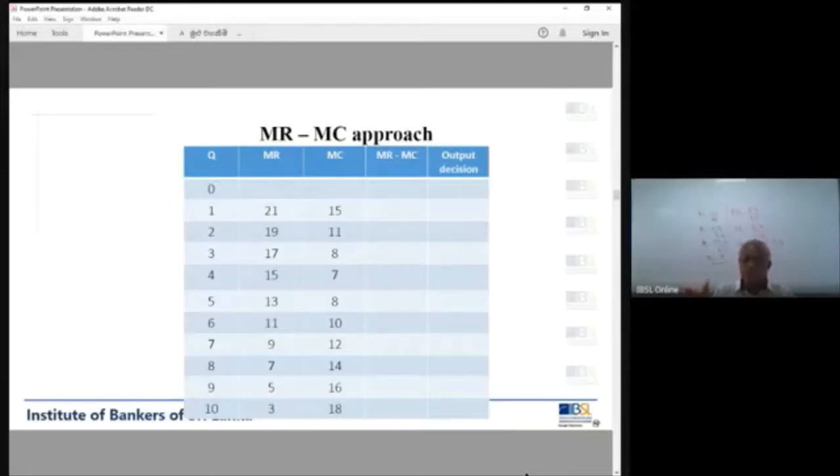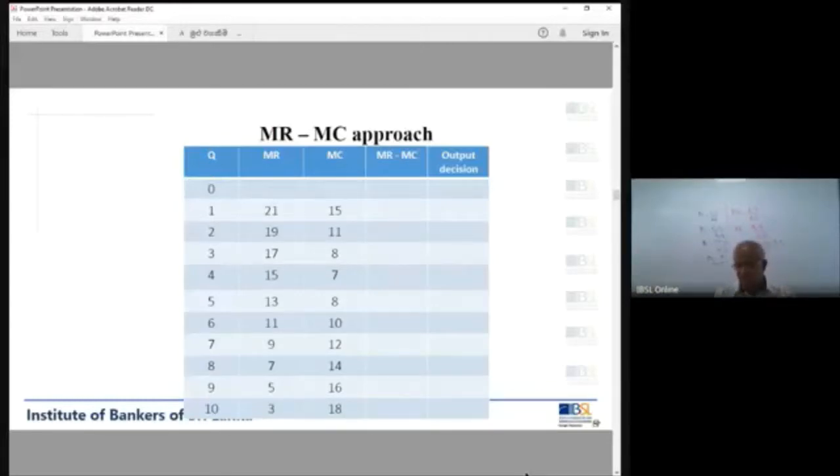Increase the output. Go to 2. 19 minus 11, 8. Marginal profit. By selling the second unit, you can get profit. Increase the output. Then the third unit, 17 minus 8, 9. Marginal profit is still positive. Increase the output. When marginal profit is positive, you increase output.